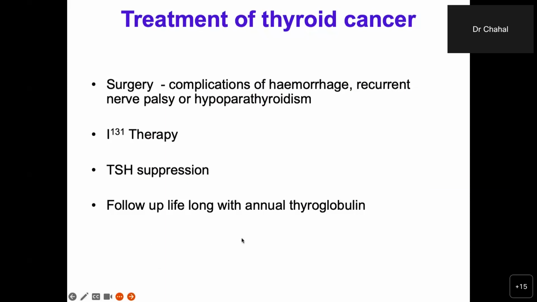And these patients are followed up longer term with at least an annual thyroglobulin level. Thyroglobulin is a marker for thyroid cancer. If you've still got thyroid cells in the body, thyroglobulin will still go up. But after surgery and radioiodine, you would expect patients not to have any thyroid cells remaining. So if the thyroglobulin goes up, your patient may be at risk of recurrence.